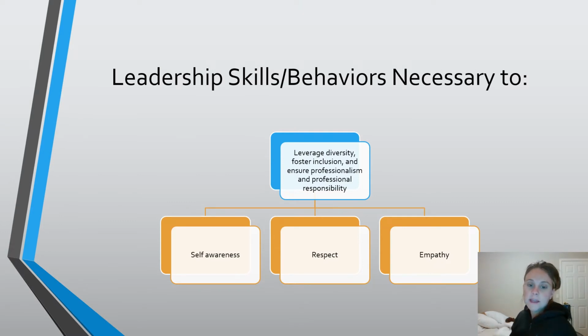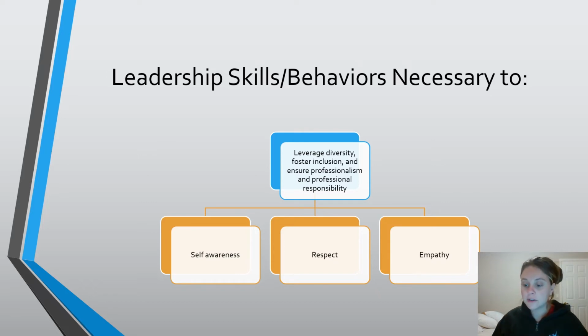Leadership skills and behaviors necessary to leverage diversity, foster inclusion, and ensure professionalism and professional responsibility. So in order to do that, the leader must be able to navigate multiple relationships, be open to new ideas, solve complex problems, and generate innovative and effective solutions. So this all stems from the leader's ability to recognize their faults and adjust accordingly.